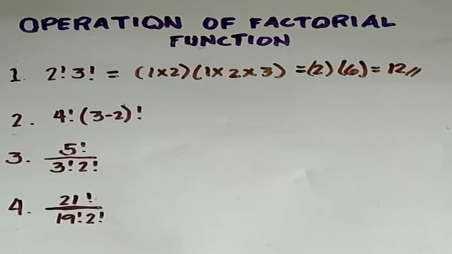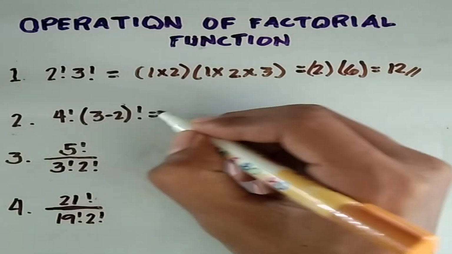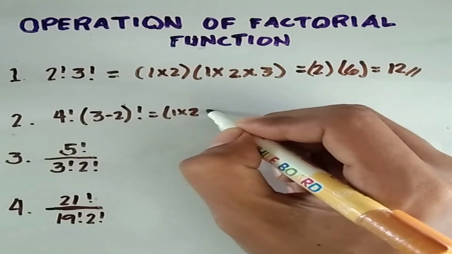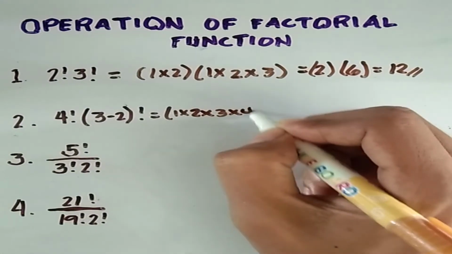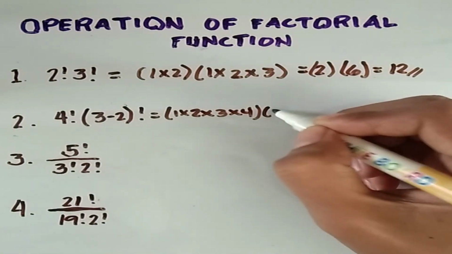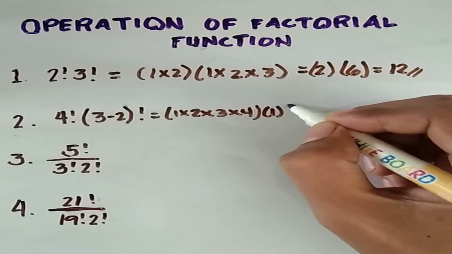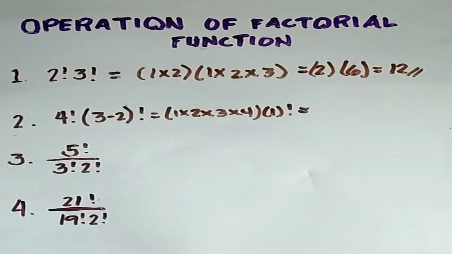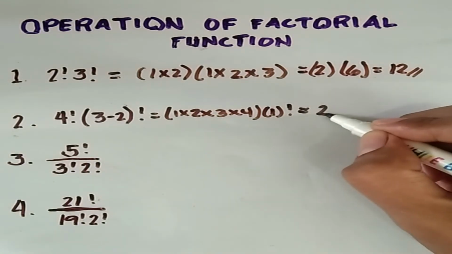Number 2, 4 factorial times the quantity 3 minus 2 factorial. 4 factorial is 1 times 2 times 3 times 4. 3 minus 2 is just 1. Therefore, that is 1 factorial. 1 times 2 times 3 times 4 is 24.